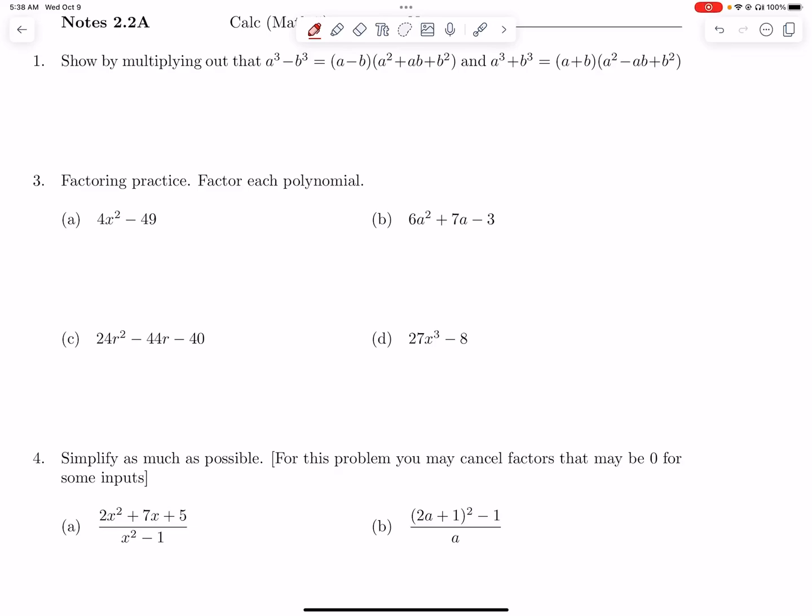Okay, notes 2.2a. So we look at the right-hand side and FOIL it out to see that you get the two formulas for splitting up sums and differences of cubes. Unlike squares, you don't need i or anything weird to do a sum of cubes.